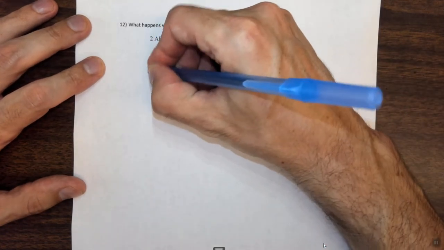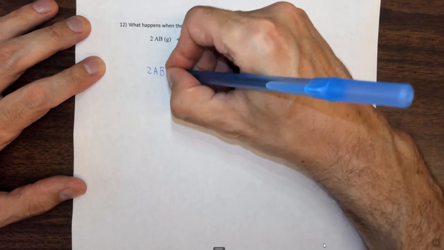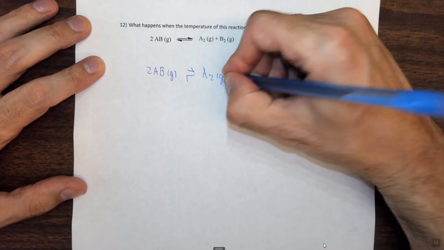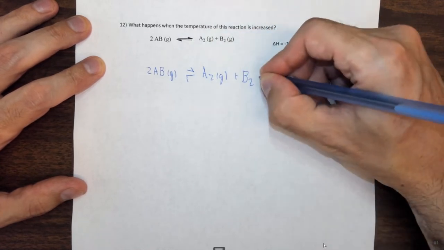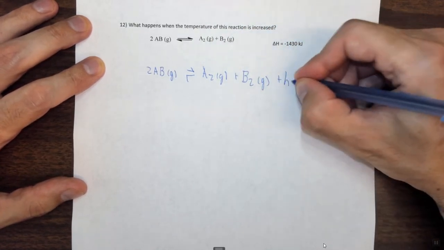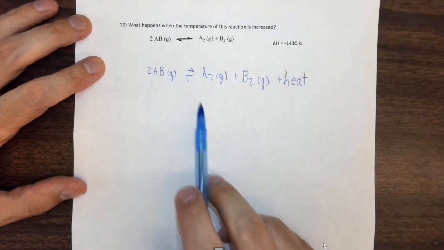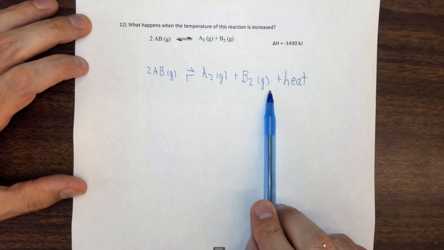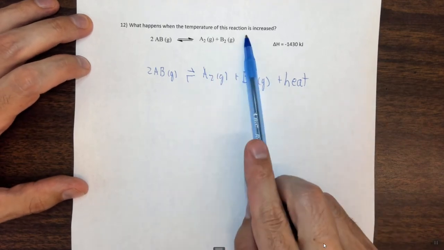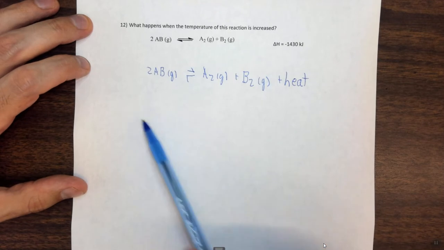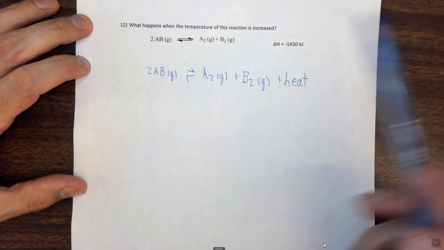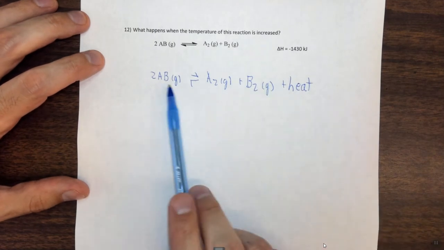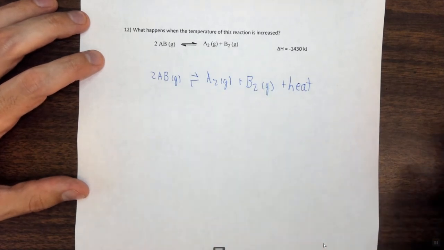So we can think of this as 2AB gas is in equilibrium with A2 gas plus B2 gas plus heat. Now it's important to note that we have 2 moles of gas on this side and 2 moles of gas on this side, because sometimes increasing the temperature can also increase the pressure if it's a closed container. So in this case there's 2 moles and 2 moles, so the pressure should not be affected differently on each side. Although the pressure may increase, it's going to increase on both sides of the equation.